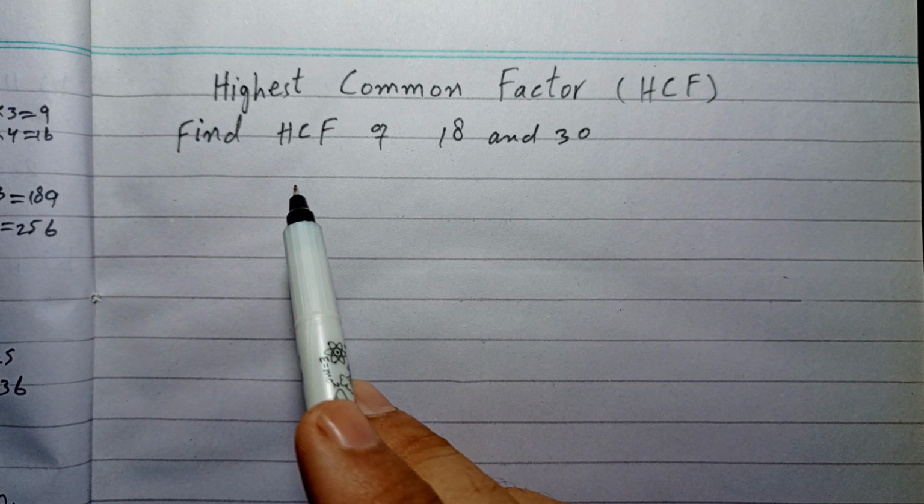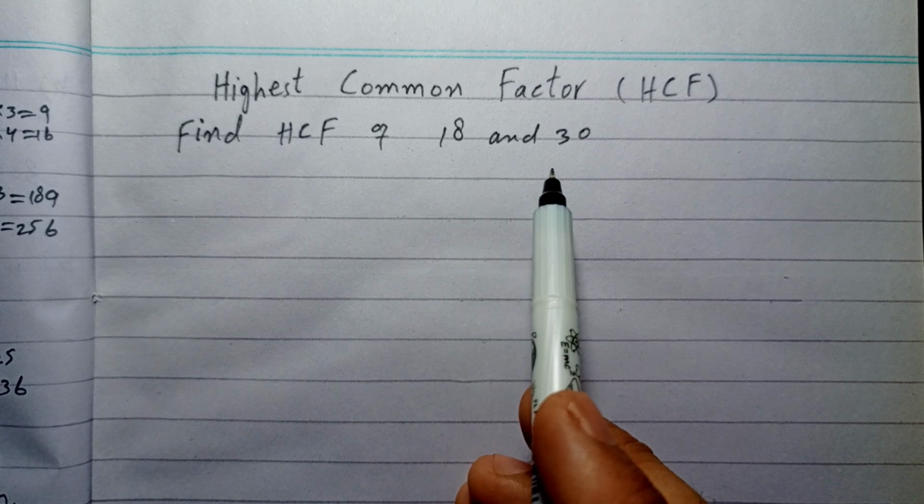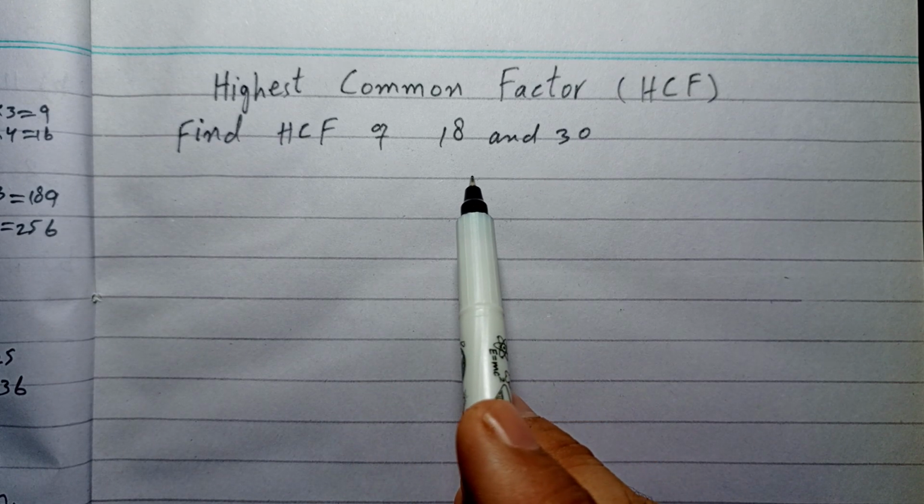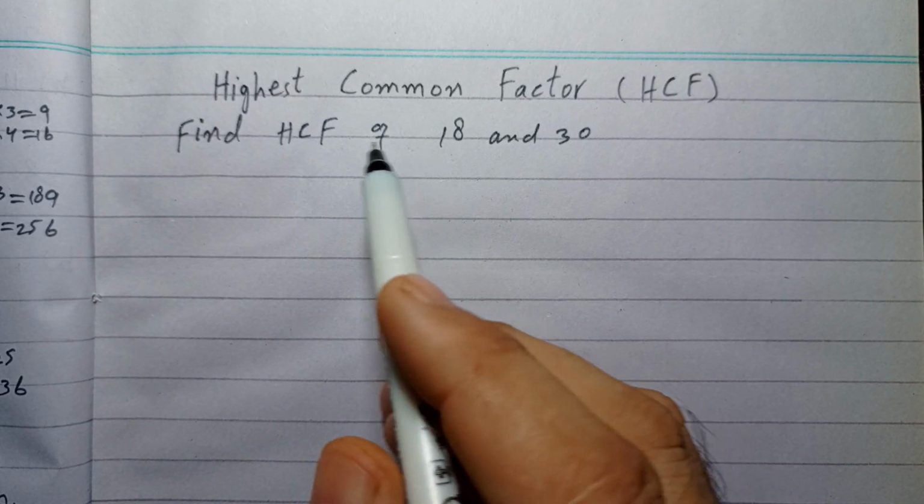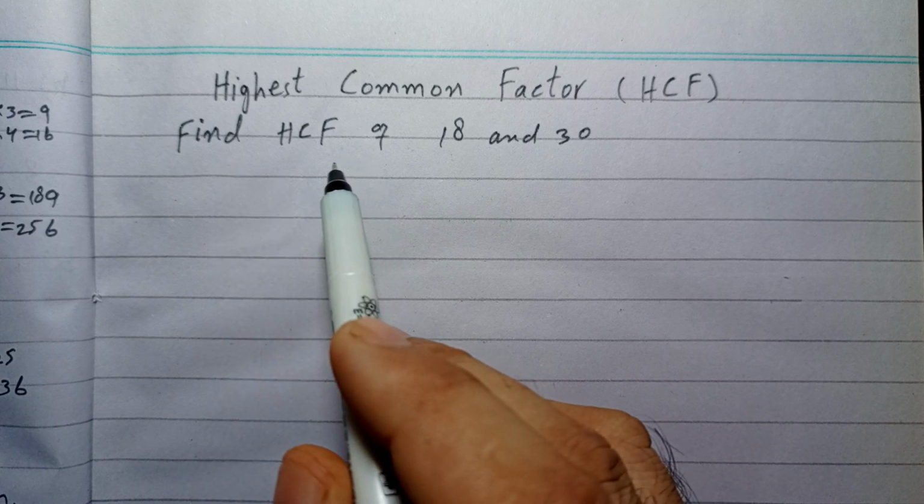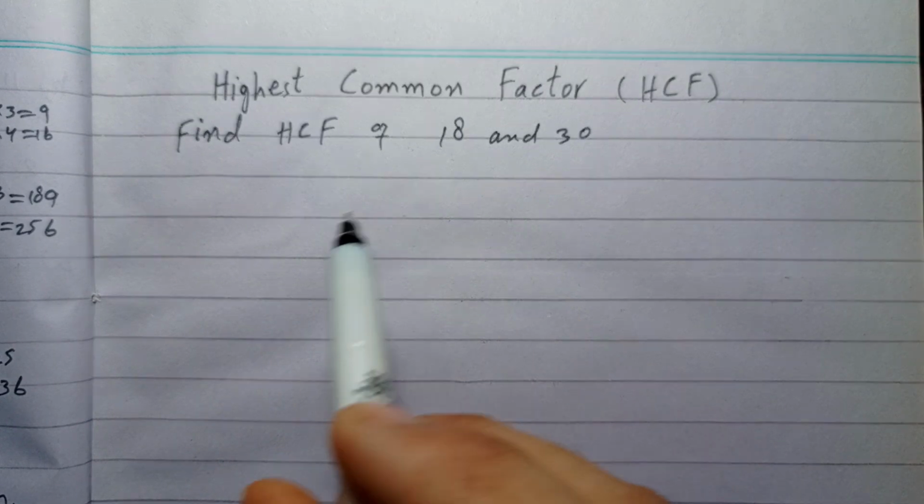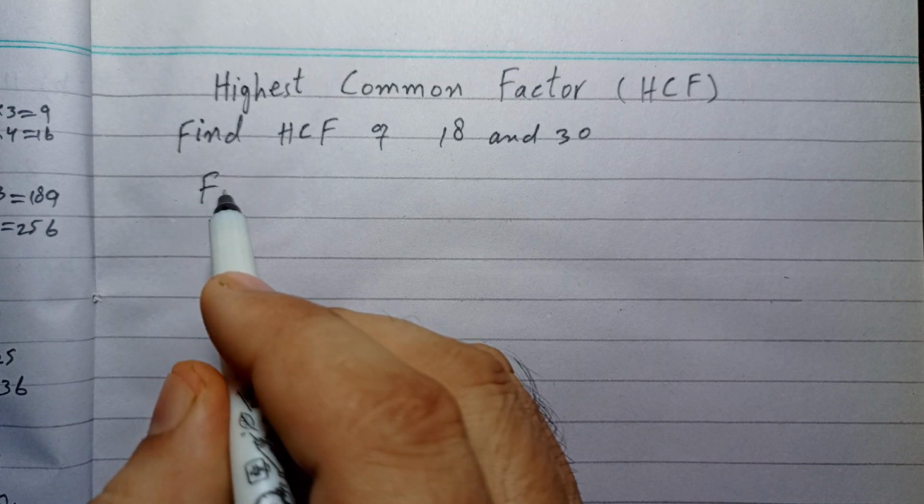Dear fellows, suppose we have two numbers, 18 and 30. We have to find the HCF of 18 and 30. For this purpose, as the name shows, highest common factor, we shall find the factors of 18 and 30. First, find the factors of 18.